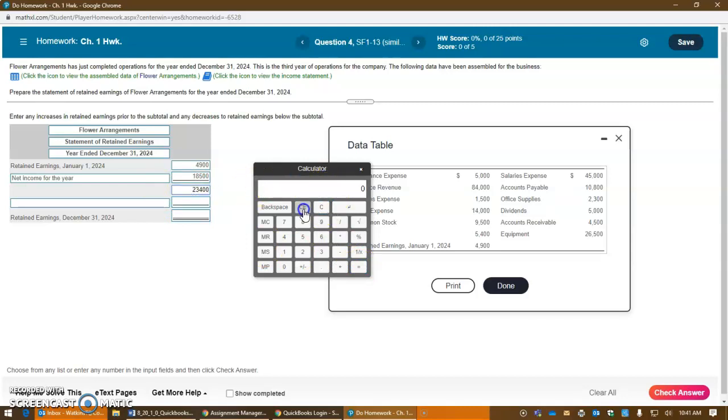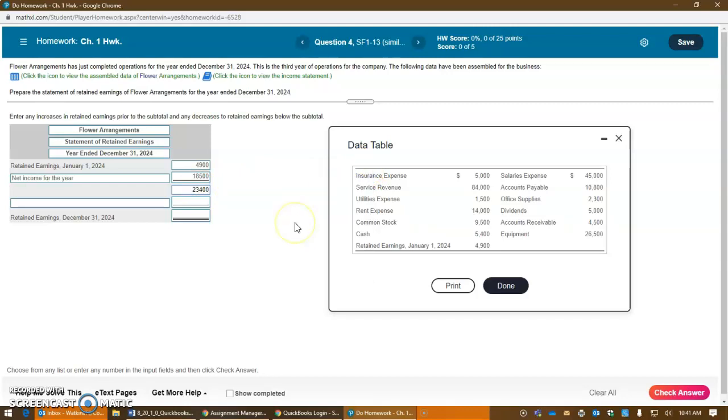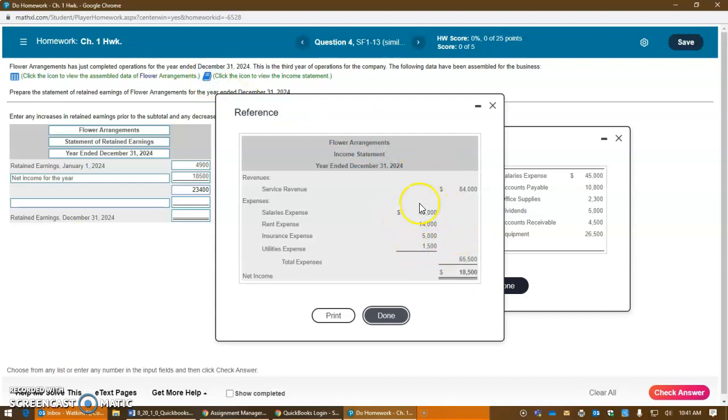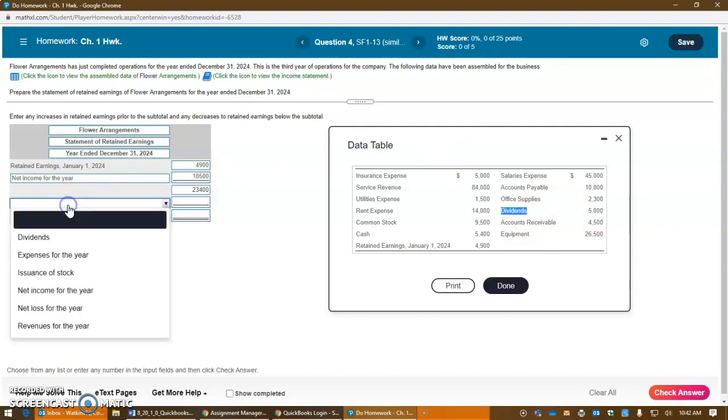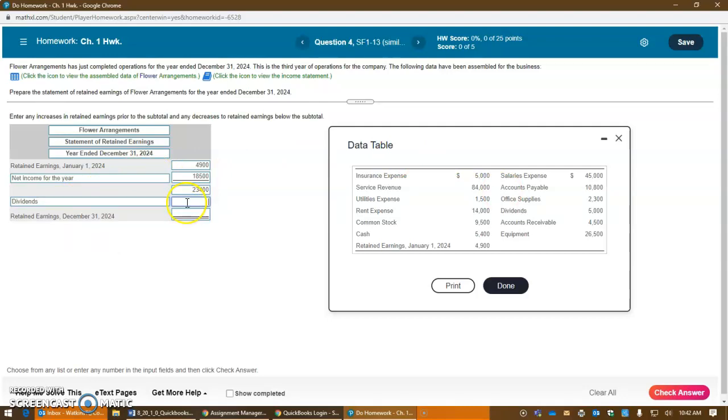Now let's talk about things that make retained earnings go down. Expenses make it go down, but we've already taken that into account because expenses were subtracted to get net income. Something else that makes retained earnings go down is dividends. Dividends makes retained earnings go down. That's less money we can retain. Dividends represents money that the company has paid out to its shareholders. So that would be listed next.